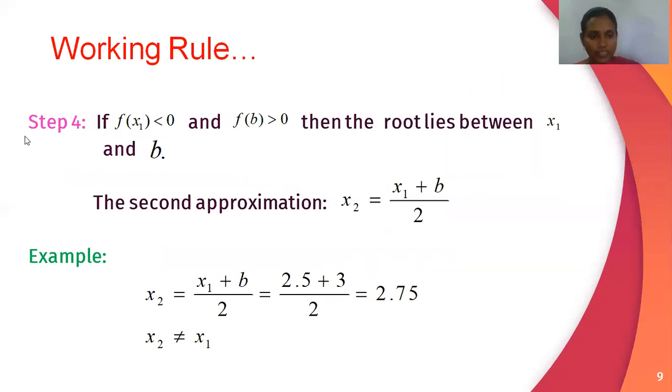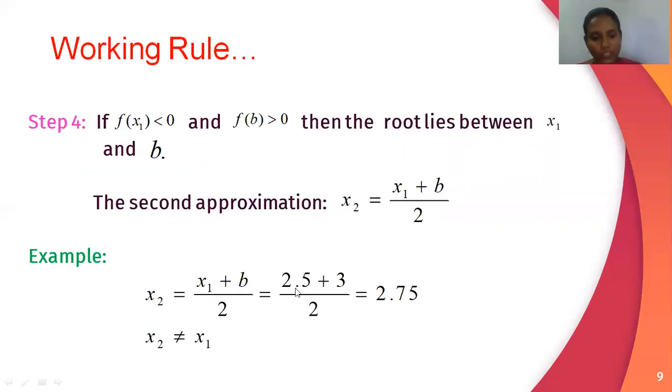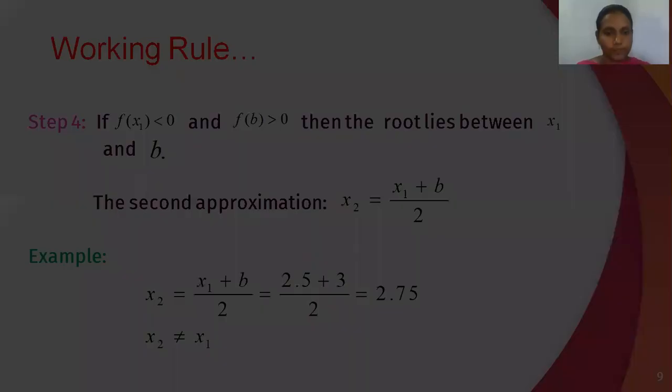Now the next step is to find the second approximation. In our example, the root lies between x1 and b, so let us take the average of those two values. Here x1 is 2.5 and b is 3. Taking the average, we got x2 = 2.75. So x2 is 2.75 and x1 is 2.5. x1 and x2 are different values, so x2 is not a root of the given algebraic equation. That's why we go to the next step.